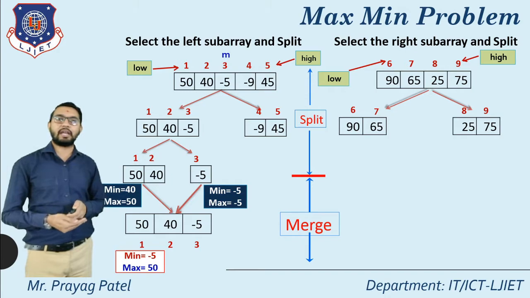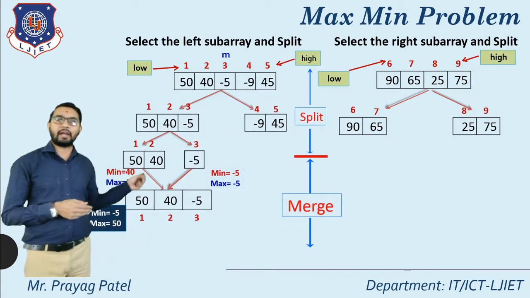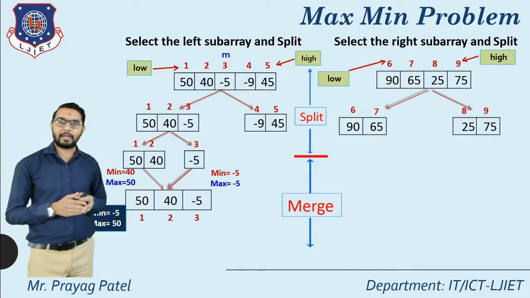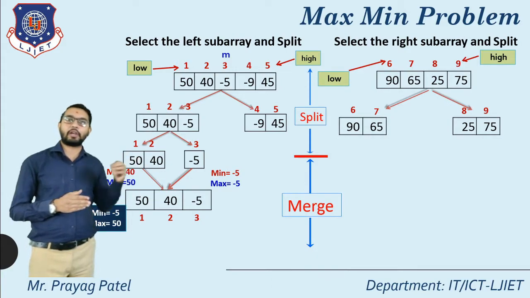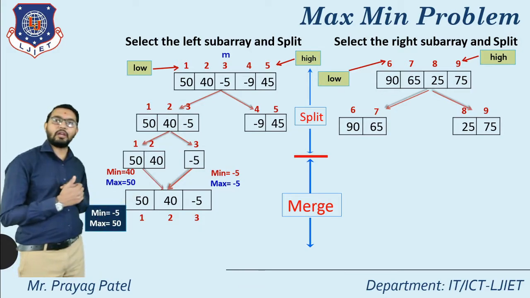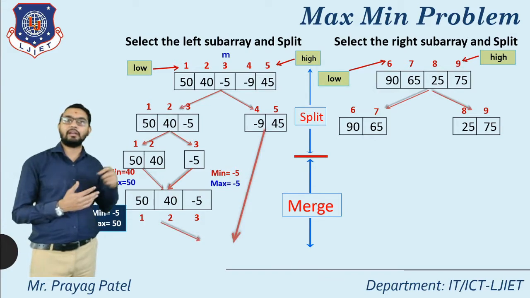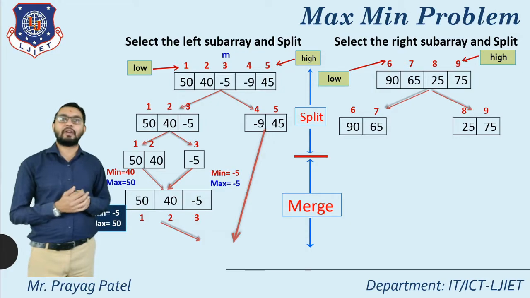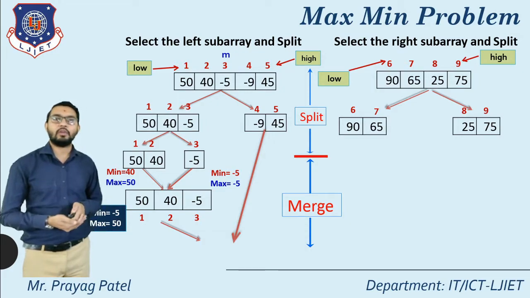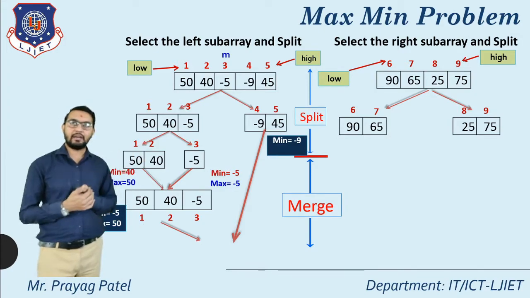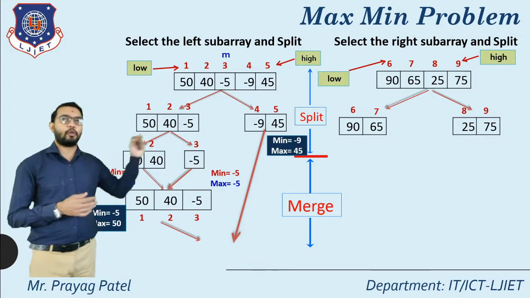See in this next slide, we have 50, 40 and minus 5 as the left subarray, and minus 9 and 45 as the right subarray. Now for the left subarray, we have minimum equal to minus 5 and maximum equal to 50. Now for combining these two arrays, find the minimum and maximum value for locations 4 and 5. For locations 4 and 5, the minimum is minus 9 and the maximum equals 45.